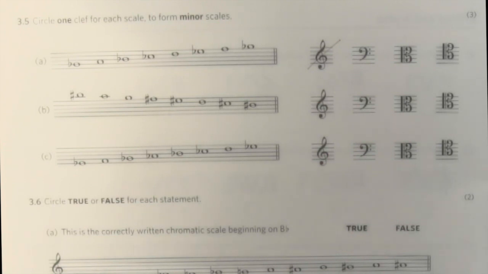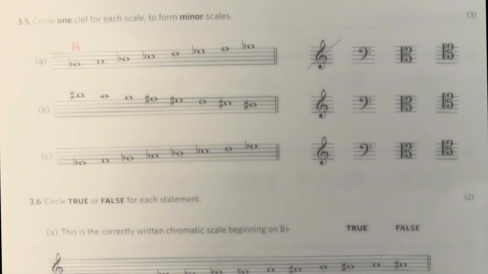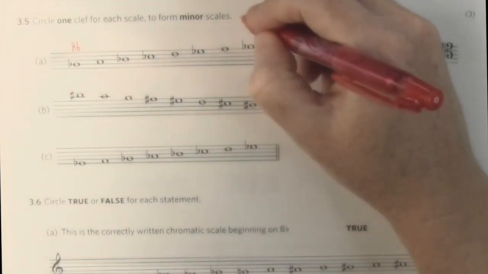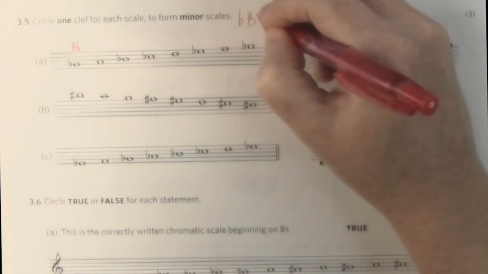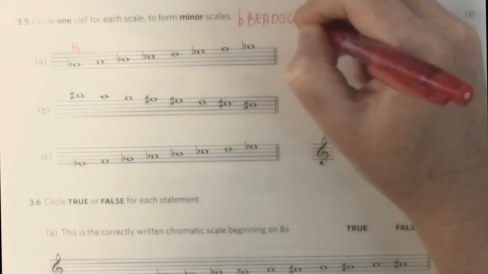In bass clef, this would be B flat. Let's write it down. And B flat minor is the relative minor of D flat major. I've forgotten to write Big Elephants, 8 Dinosaurs, Goat, Cheese.